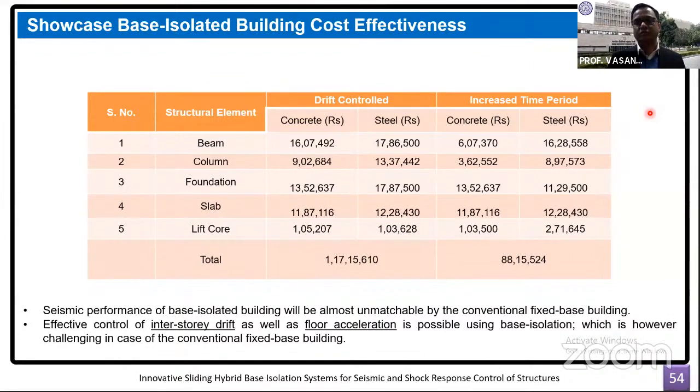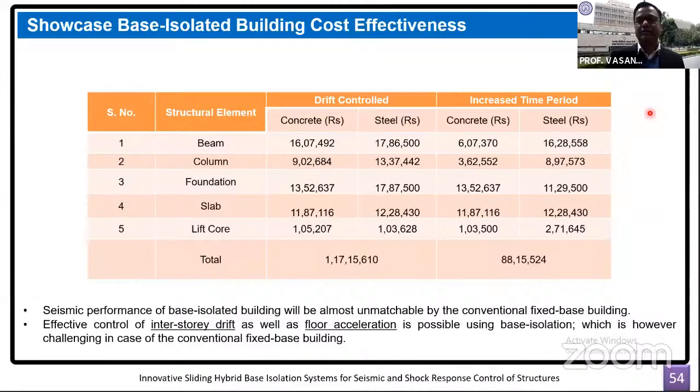So we tried two things. One is, can we achieve the drift in the fixed base building same as that in the base isolated building. Obviously, in order to reduce down the drift in the superstructure of the building, we need to enlarge the sizes of the lateral load resisting elements or the columns. So we increased those sizes so that we can reach up to the drift that we typically observe in the base isolated structure. So because of that, the cost escalation was about 25%.